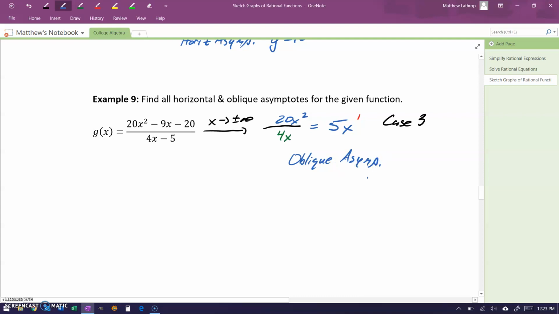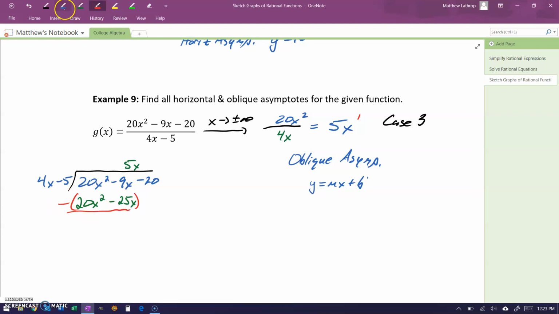What we need to do is find the equation in y equals mx plus b form, so that slope-intercept form, that defines that oblique asymptote. In order to do that, we have to divide our two functions. So we'll start off by multiplying by 5x. And then we'll subtract those results from the line above, which will give us 34x. And then we'll drop down that next term and then multiply by 4.